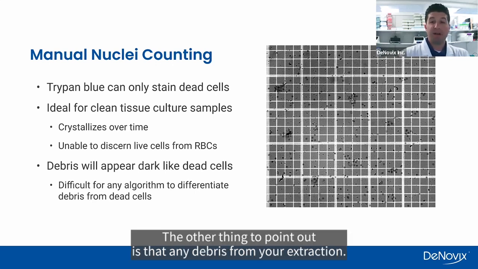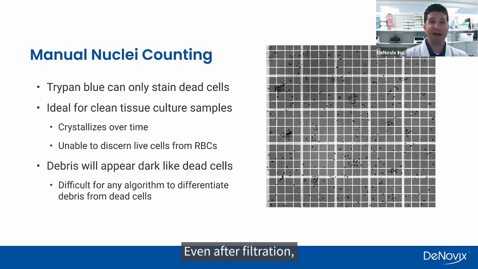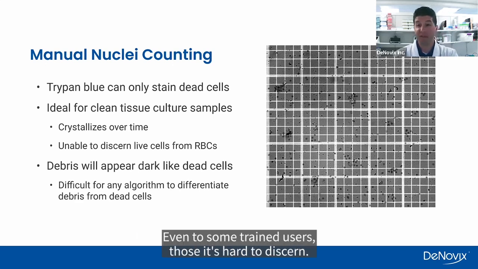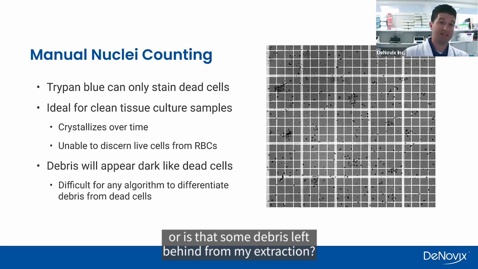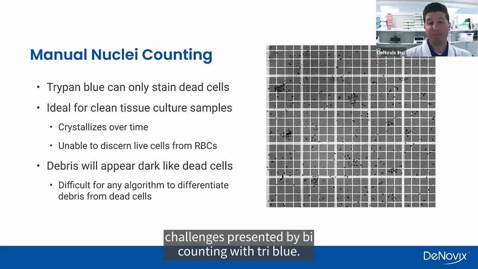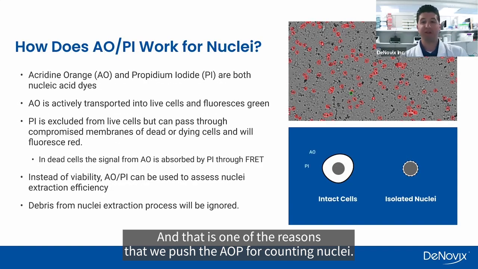The other thing to point out is that any debris from your extraction, so some of these tissues will have a lot of debris from the actual grinding process, even after filtration. A lot of that debris will appear dark and look like a dead cell. Even to some trained users, it's hard to discern: is that dark circular object a dead cell, or is that some debris left behind from my extraction? So those are all challenges presented by counting with trypan blue. And that is one of the reasons that we push the AOPI for counting nuclei.